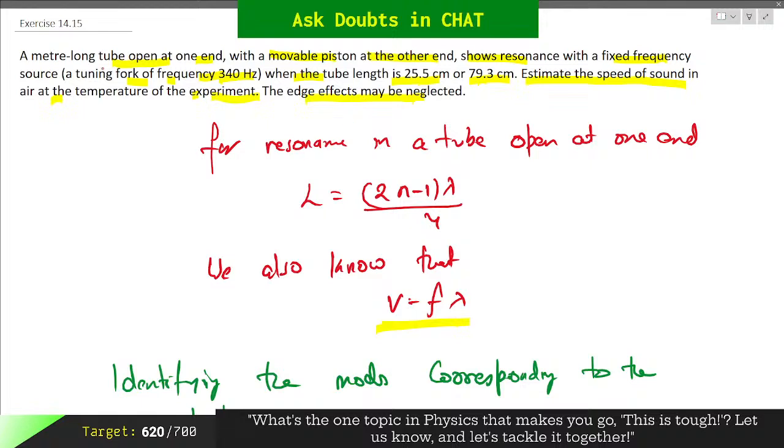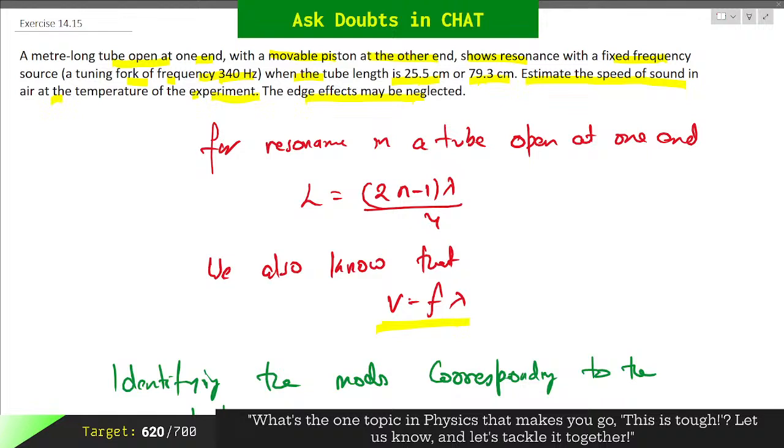So here the length of the tube is one meter, and it has a movable piston at the other end, and it shows a resonance at the fixed frequency source of 340 Hz at the tube length equal to 25.5 centimeter or 79.3 centimeter. Now we have to estimate the speed of sound in air at the temperature of the experiment.